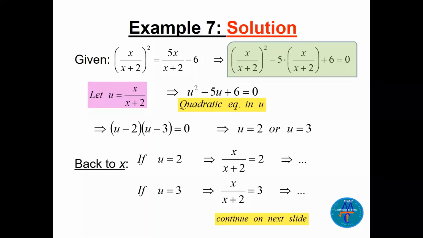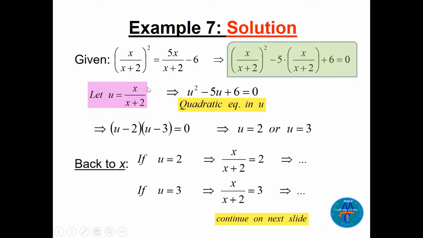Now let's look at the solution here. We rearrange first. So I bring 5x over x plus 2 to the other side with minus 5, and I make a bracket here around the expression x over x plus 2, plus 6 is equal to 0.